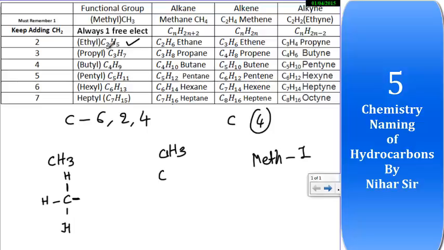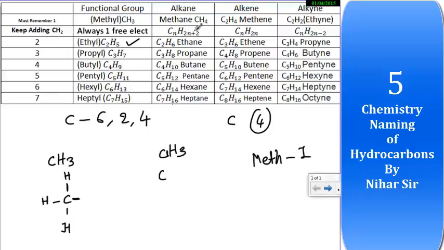Ethyl, same way, 1 carbon is added, 2 hydrogen is added. Propyl, 1 carbon is added, 2 hydrogen is added. Butyl, pentyl, hexyl, heptyl, like that you can go ahead. But I have mentioned over here 6 elements, and including these there are 7 elements.